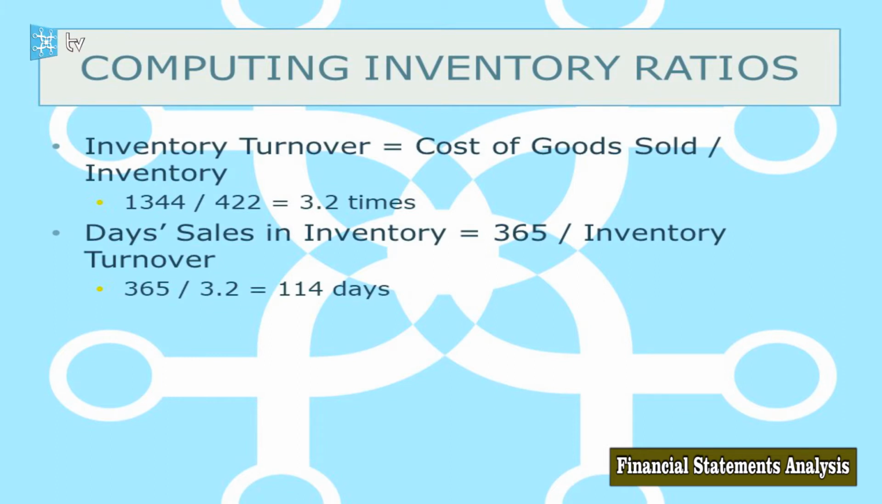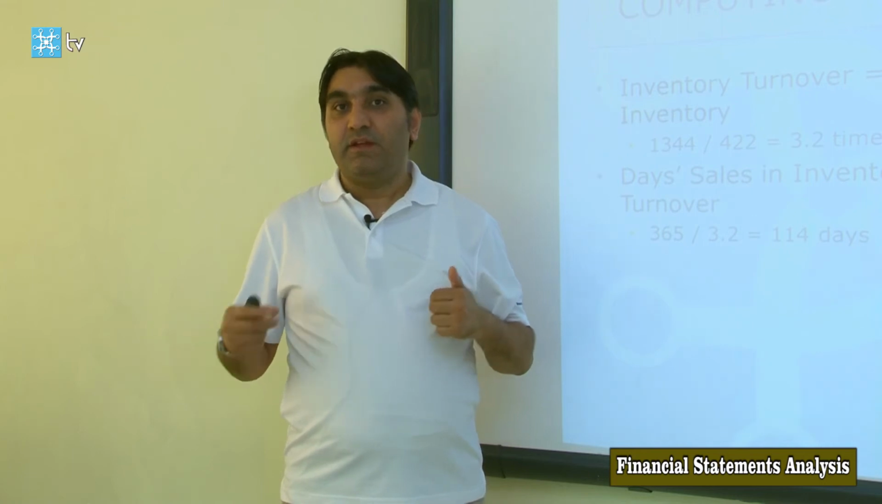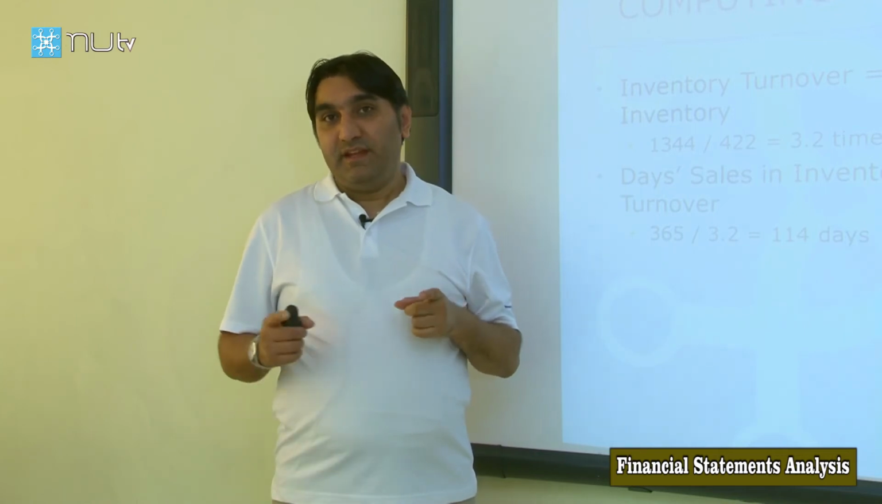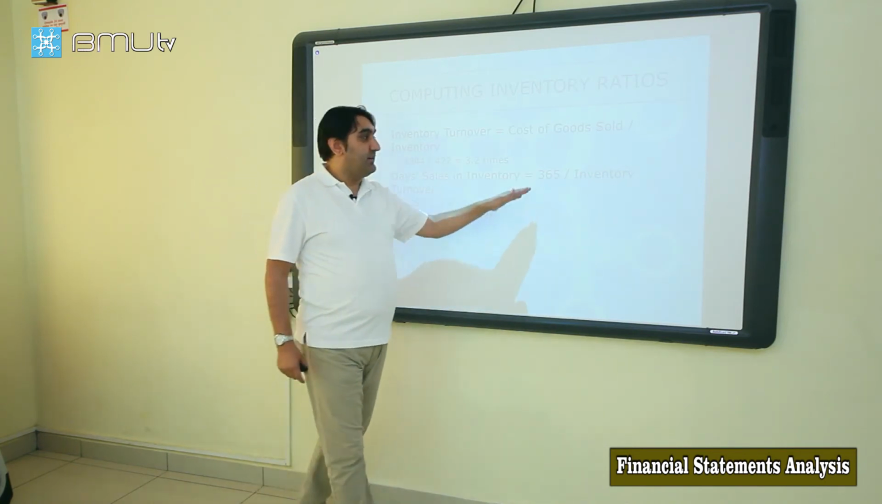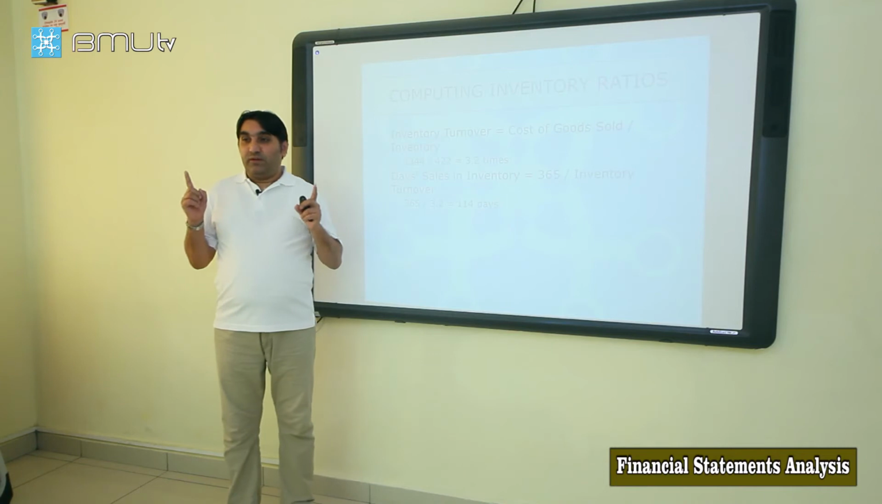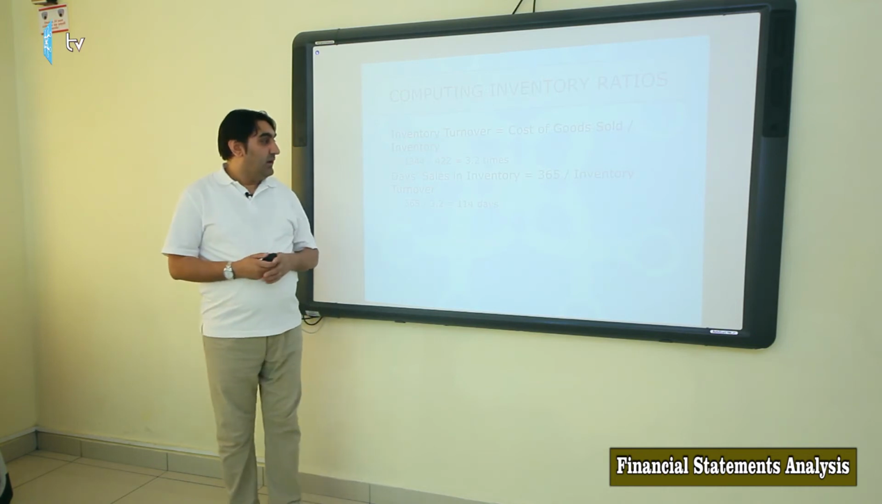In our company, we collect this information from the income statement, and this is 3.2 times. It means that throughout this year, our company has bought inventory, produced and sold it 3.2 times. So if we want to know how many days one period took, we calculate days sales in inventory. That is 365 divided by inventory turnover. Here we divide 365 by 3.2, we get 114 days. It means that it took 114 days for one inventory period. We bought inventory, produced it and sold it.